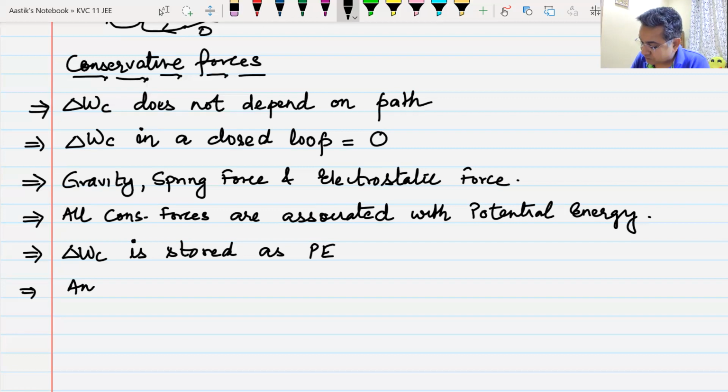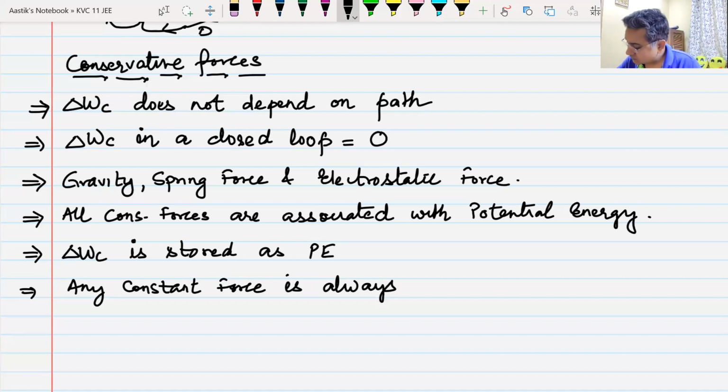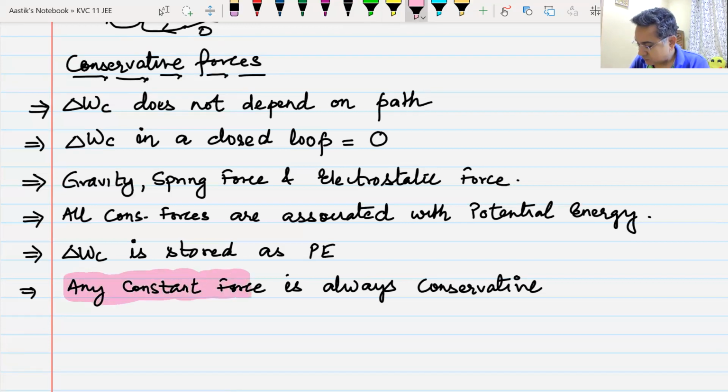Any constant force is always conservative. So remember this. Any constant force is always conservative. If a force is constant, does not change, it is always conservative. That means that force will not depend on path. Any force which is constant is conservative. It does not depend on path.